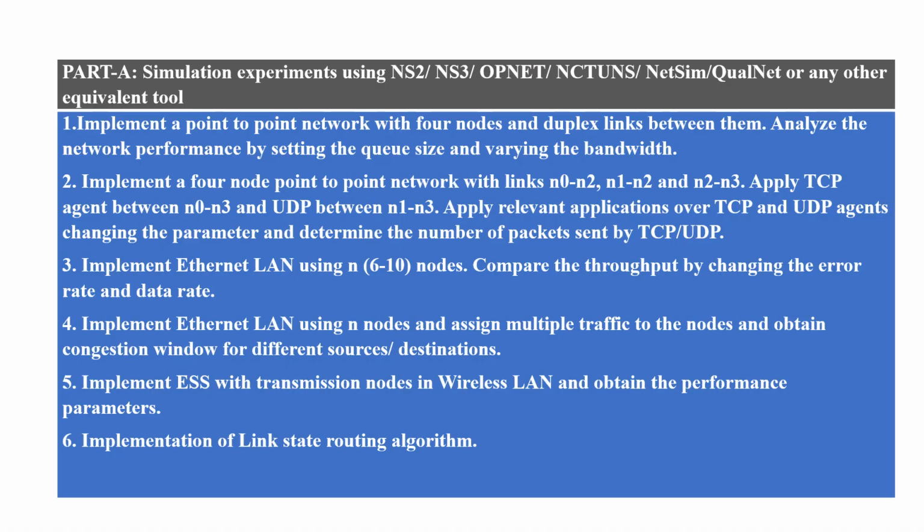So we have seen all these 5 experiments in the other series of video, and one last experiment in part A is implementation of link state routing algorithm. So what is link state routing algorithm? It is just an algorithm which is going to teach you how a packet from a node is sent to the other node. So how a routing is set between each node. That is called as link state algorithm, link state routing algorithm. So routing of packets to different nodes.